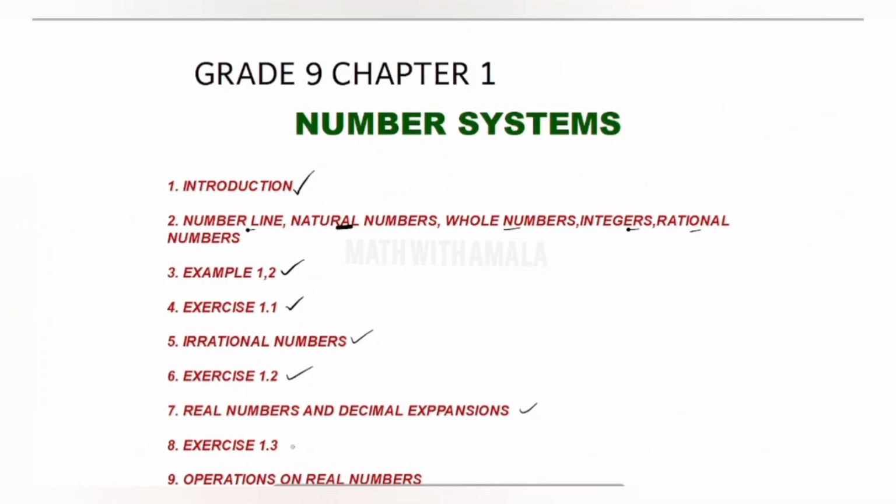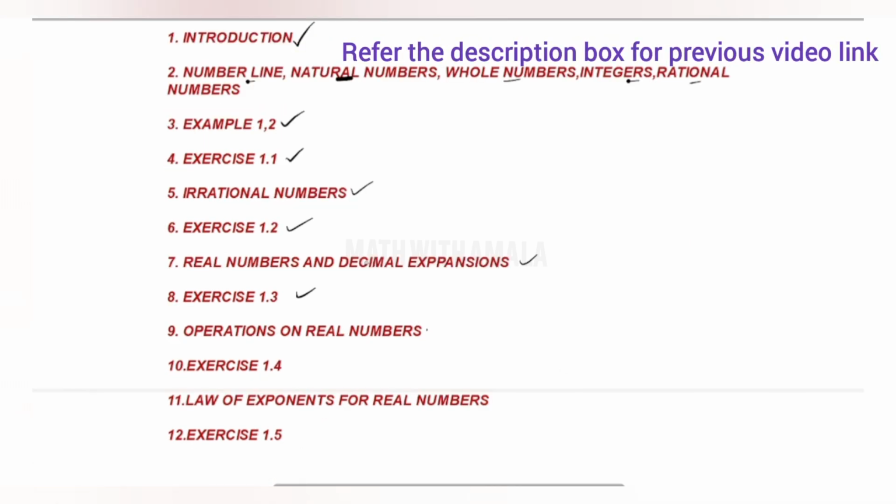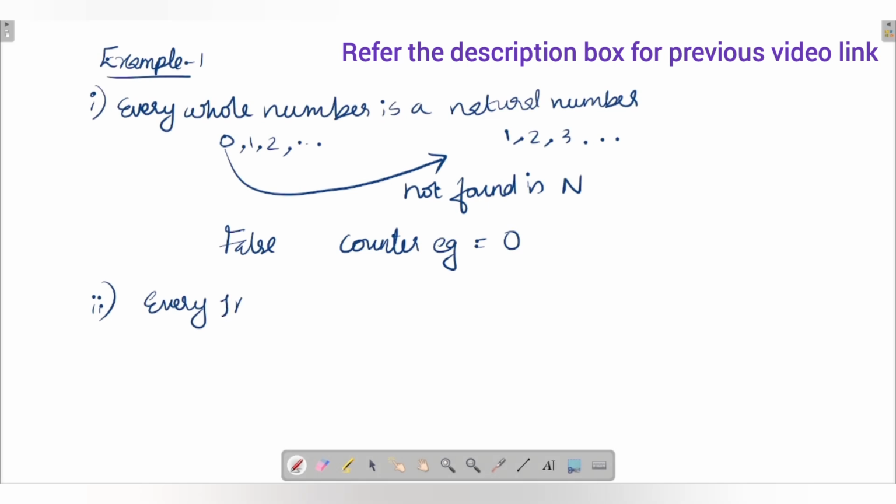In the first video we have completed the introduction part which included natural numbers, whole numbers, integers and rational numbers. Now let's move to the example number 1 from this chapter.